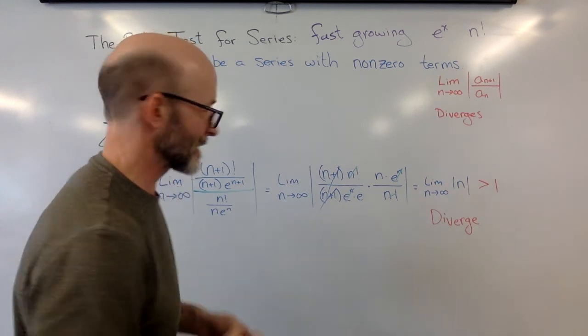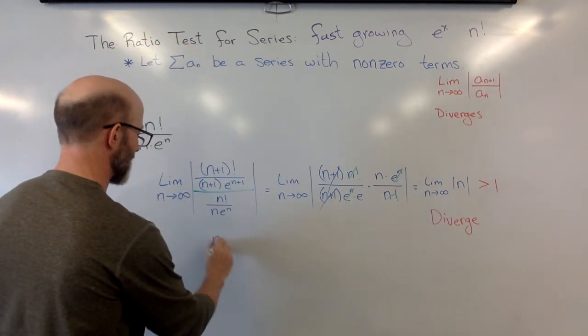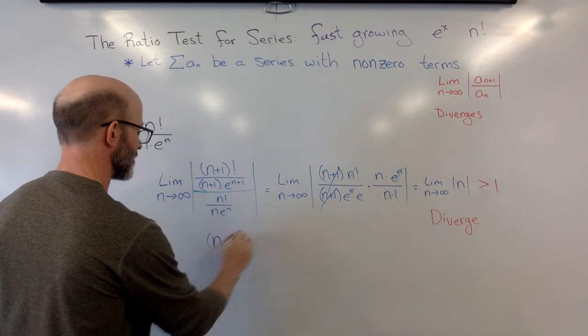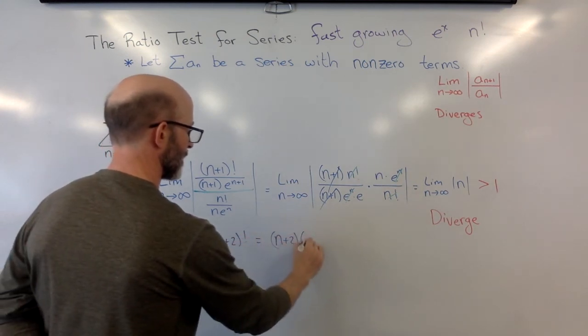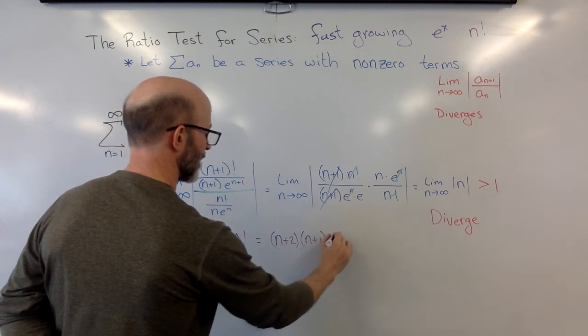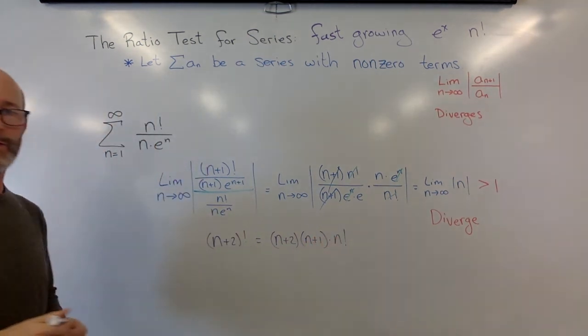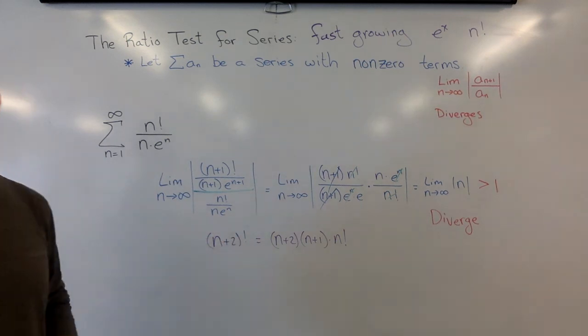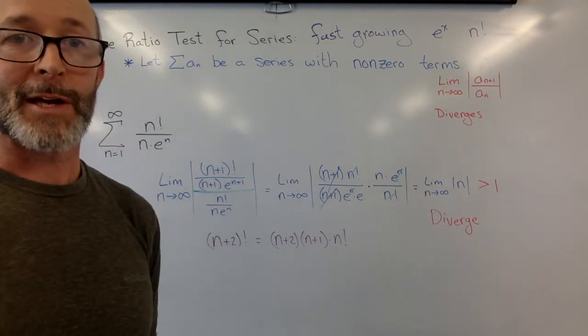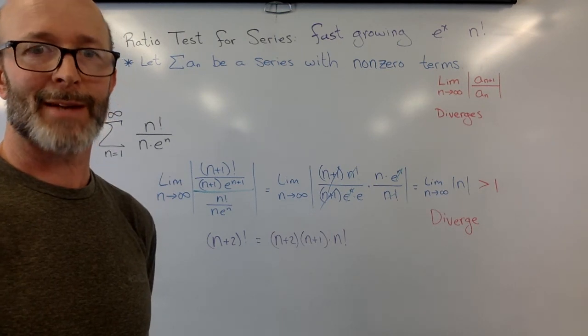I guess I'll show you one last algebra trick. If you ever have something like n plus 2 to the factorial, you can do that forever. Just know that that is 2 numbers above n factorial. I don't know if that'll help. Maybe you'll come across a problem like that.